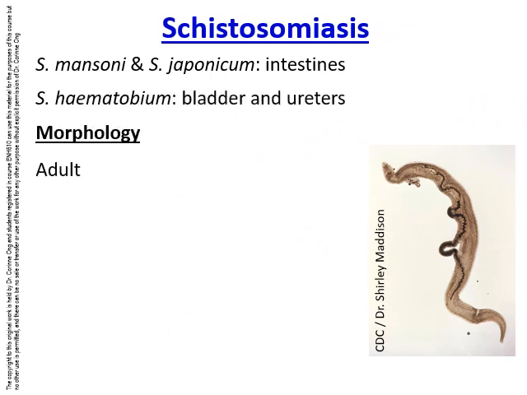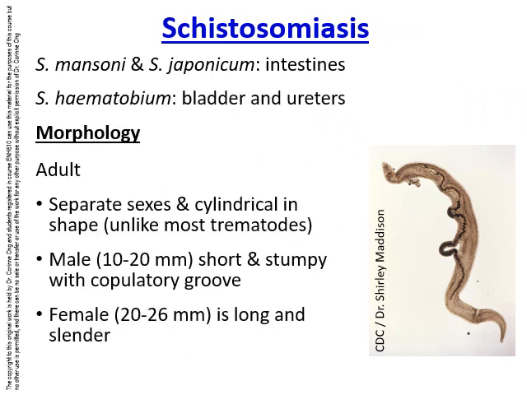Both Schistosoma mansoni and Schistosoma japonicum are found in the intestines, whereas Schistosoma haematobium is found in the bladder and ureters. Adult worms can be either male or female and are cylindrical in shape, unlike most trematodes. The male is short and stumpy, around 1½ centimeters long, and has a copulatory groove, whereas the female is long and slender, around twice the length of the male worm.